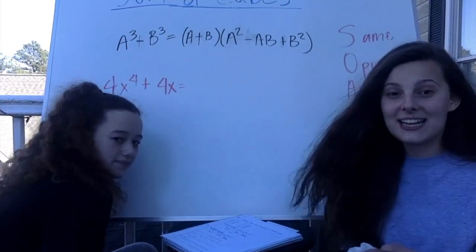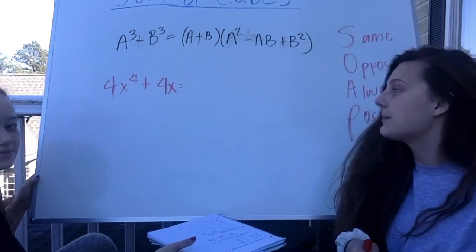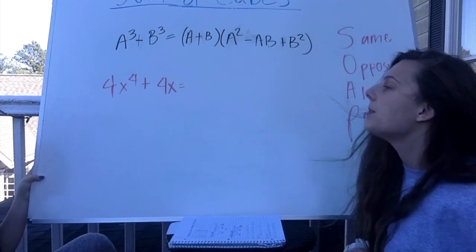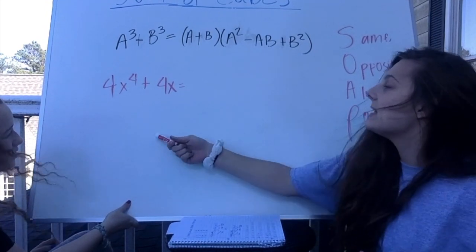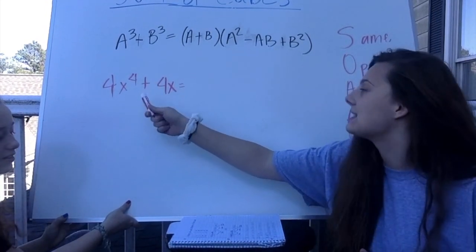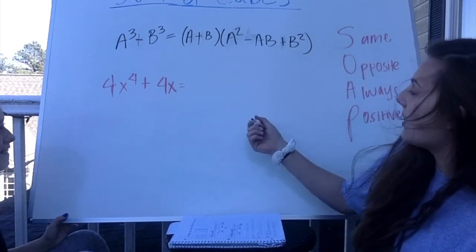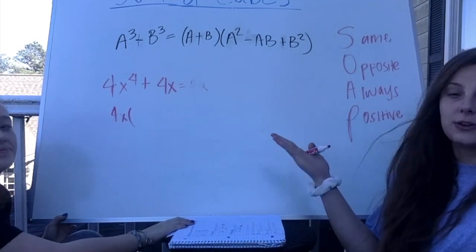This is the second example for the sum of cubes. This problem is a little bit more challenging because you have to put more steps into it. You see here we have an x to the fourth, which is not what we're doing for the sum of cubes. So the first thing we're going to do is take out a common factor. What's common is they both have x's. They both have 4 and x's. So we're going to take a 4x out of the equation first. Then we're just going to factor the rest.